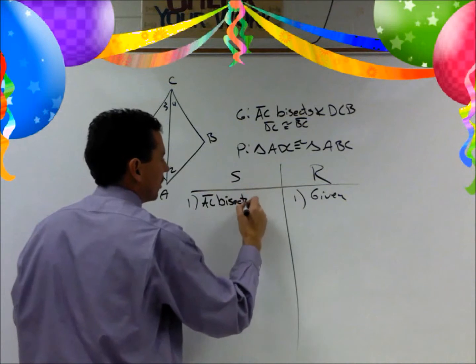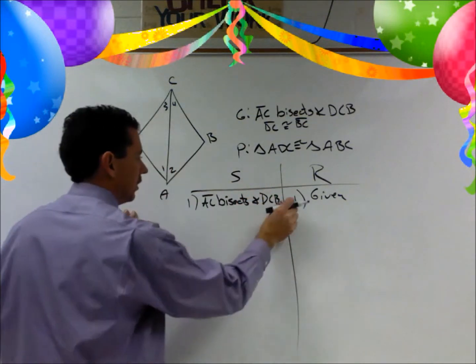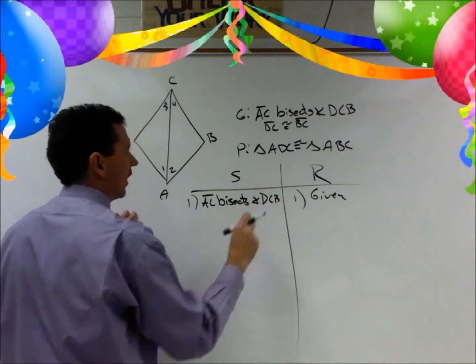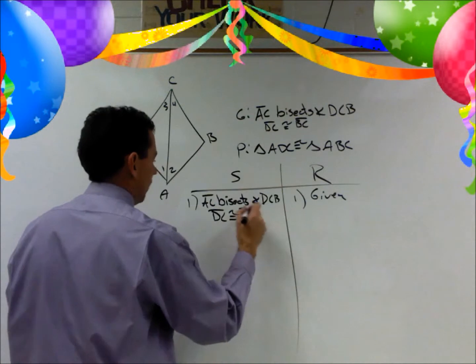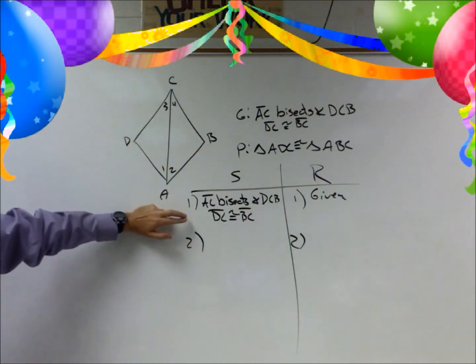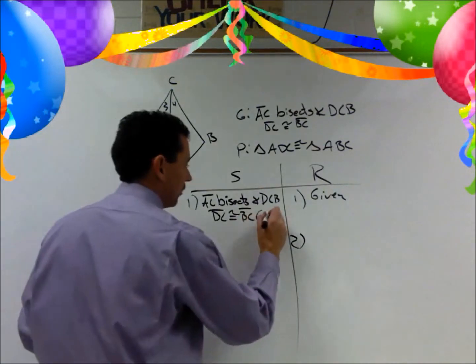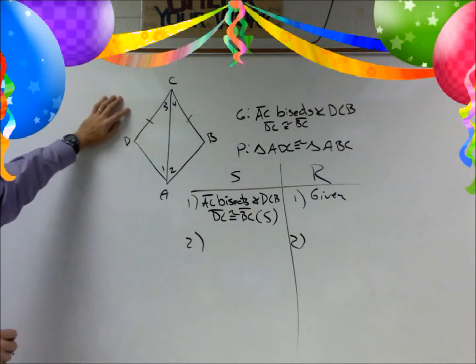If they're telling us something bisects an angle, what are we going to use as a reason? Definition of angle bisector. They're also telling us 2 segments are congruent. So now, again, the first thing you look at in the given, do they give us a side or an angle? Well, they're giving us a side right here. So I'm going to put an S in parentheses next to that. And I'm going to come up here and mark those 2 congruent.